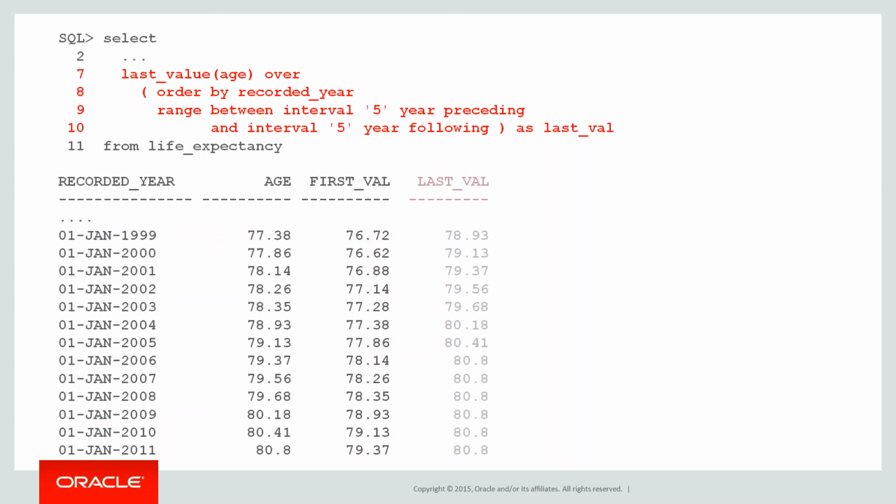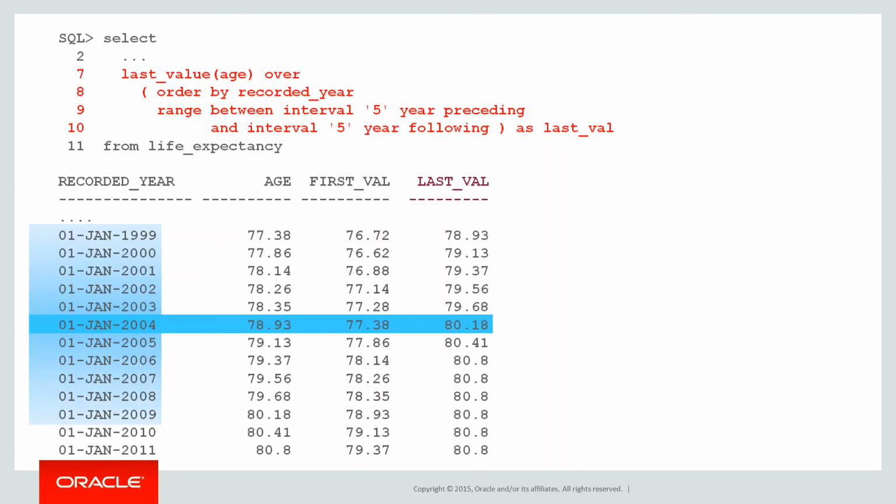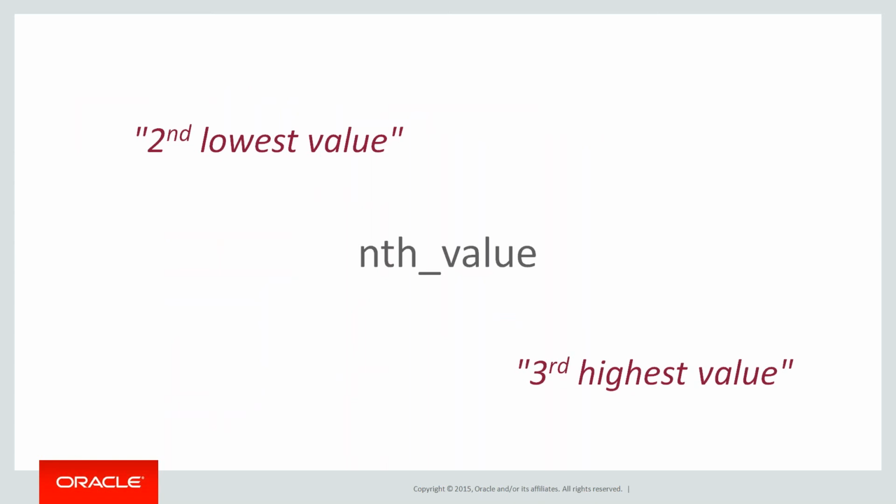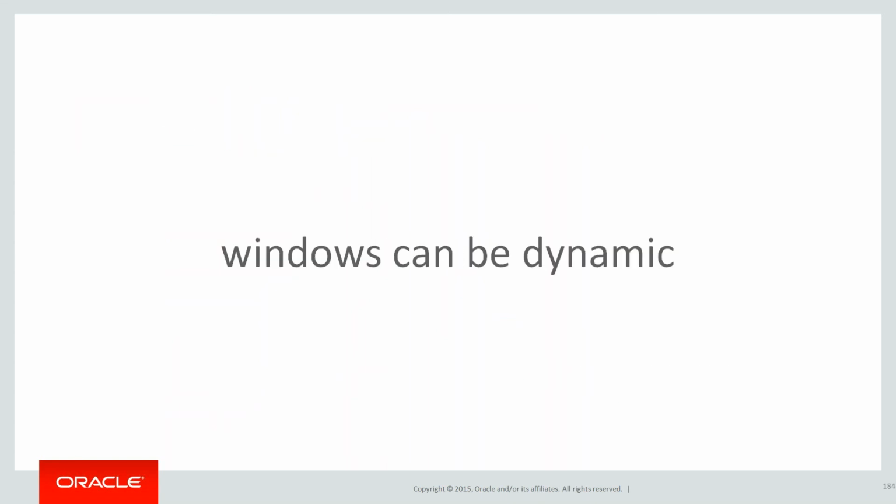We pick the value from the last value. So the last value is the other end of the window. So 2004 again, we go forward 5 years to 2009. That gives me 80.1, and that becomes the value for our last value. So it's very easy to pick out boundary values from the window, even though we don't know which actual particular row it is. We can actually extend it. There's also nth value. So if you want to get the second lowest value in the window or the third highest value, you can do that as well using nth value.